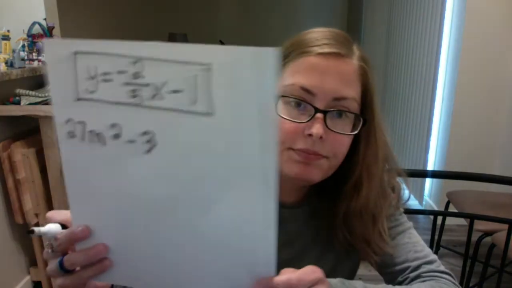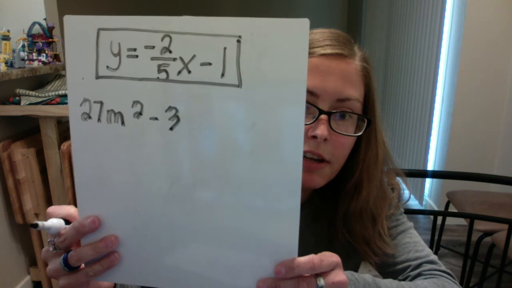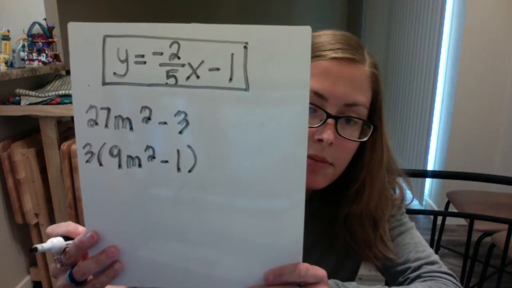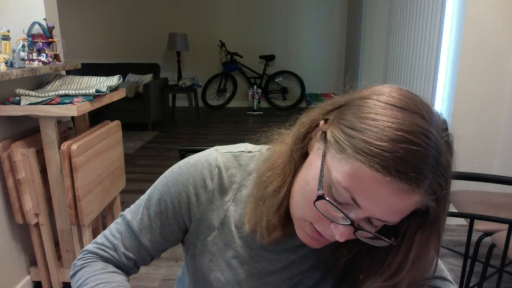Next one, we have factor completely. We have 27m squared minus 3. We're going to start by factoring out a 3. So we get 3 times the quantity of 9m squared minus 1. 9m squared is a perfect square, so we can split it. So we have 3 times the quantity of 3m plus 1 times the quantity of 3m minus 1.